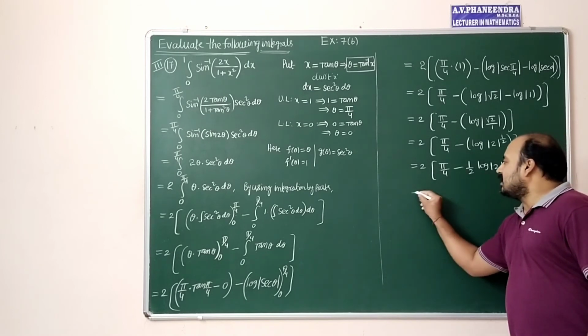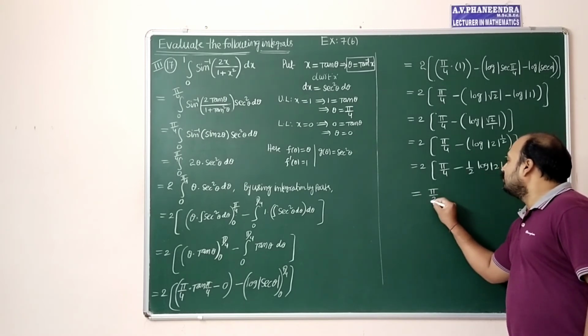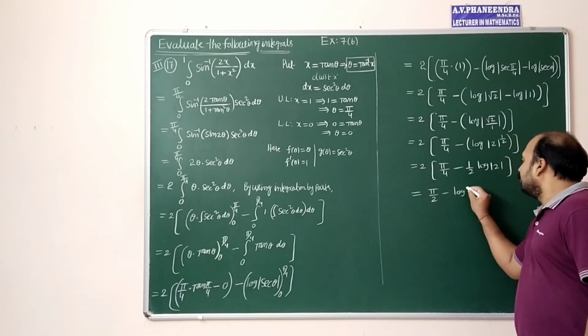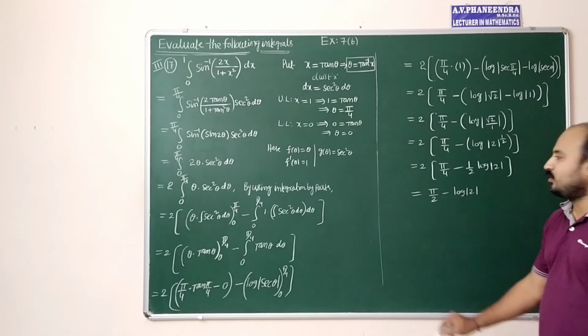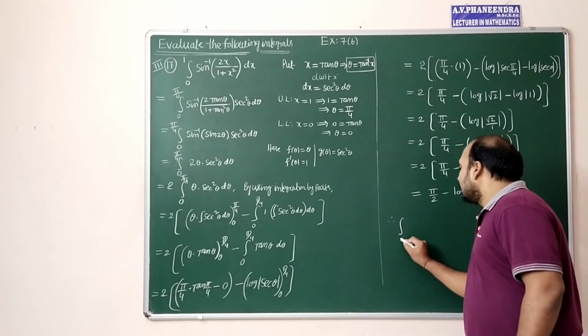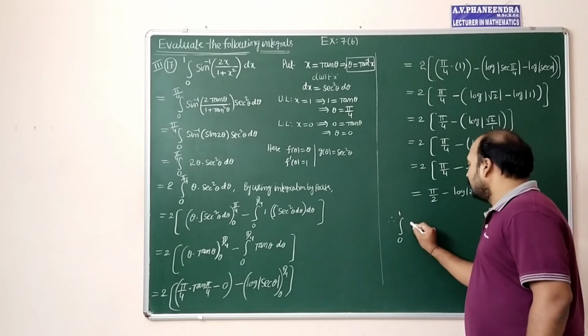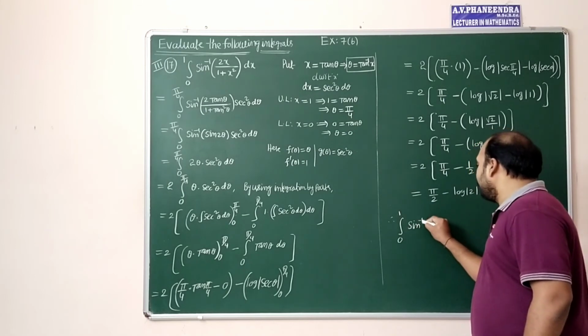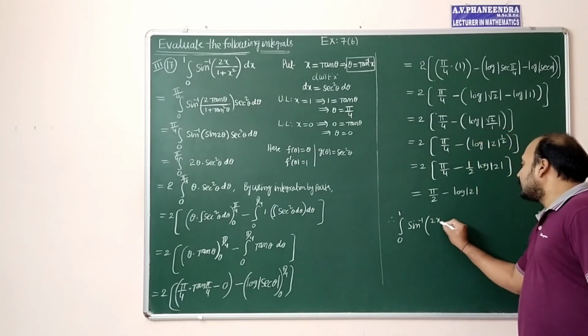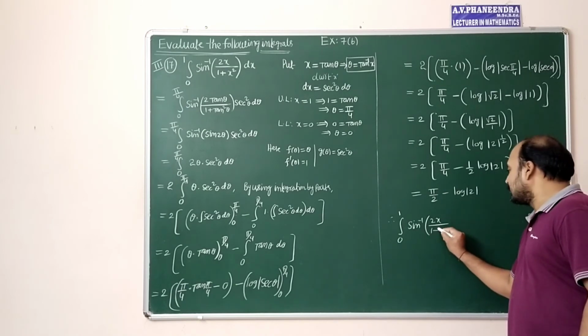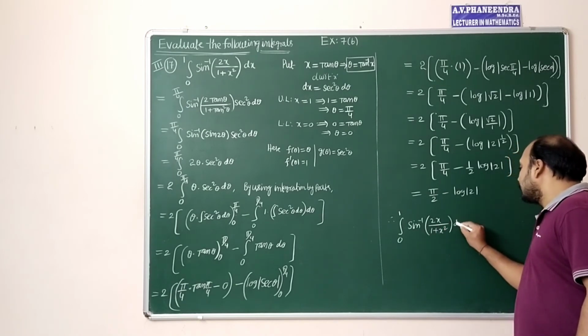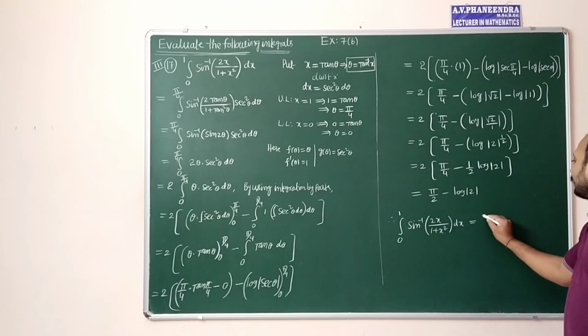So each and every term multiplying by 2, so pi by 2 minus log 2. Therefore, integral 0 to 1 sine inverse of 2x by 1 plus x square into dx is equal to pi by 2 minus log 2.